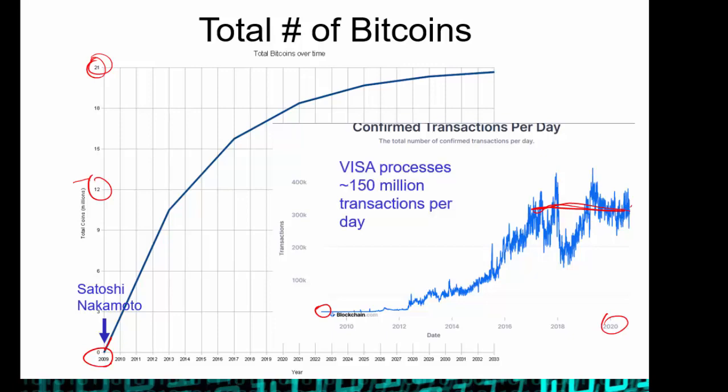Unless you compare to maybe Visa. Visa actually produces 150 million transactions per day, a whole lot more. And one of the reasons is actually this verification process is somewhat slow, and this is a common criticism of Bitcoin. So here we go.